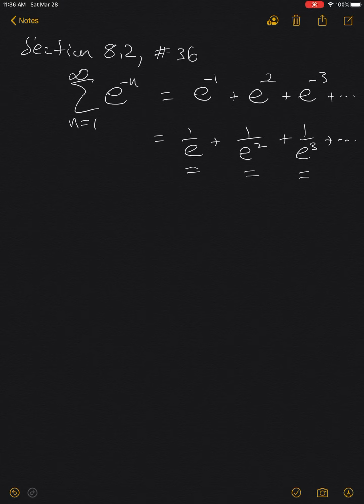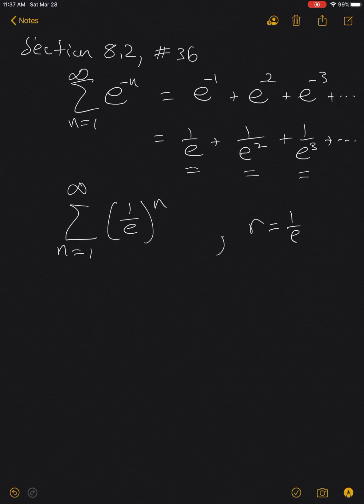And in fact, writing them in this latter form, we can hopefully see that this is essentially a geometric series. We could rewrite our series in this form. So it's a geometric series, and our r value is 1 over e, so certainly less than 1. And so we would have convergence. So we do converge. It's a convergent geometric series.